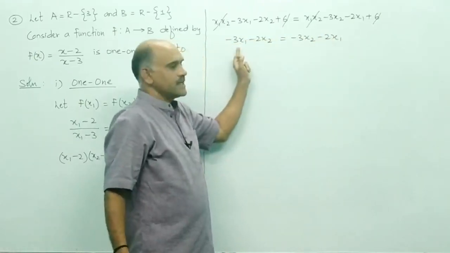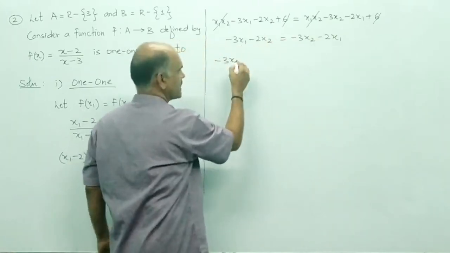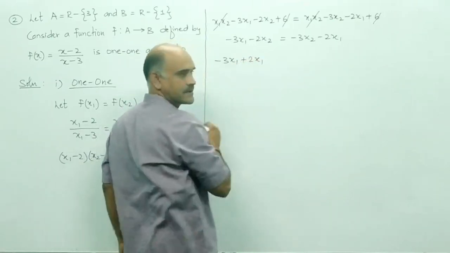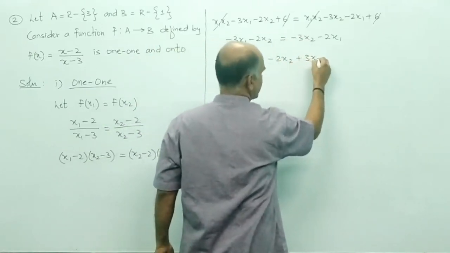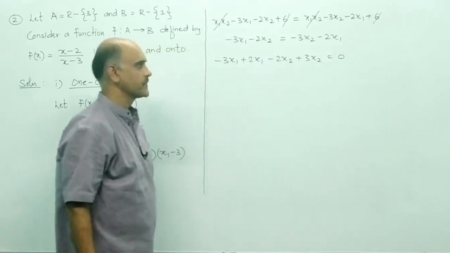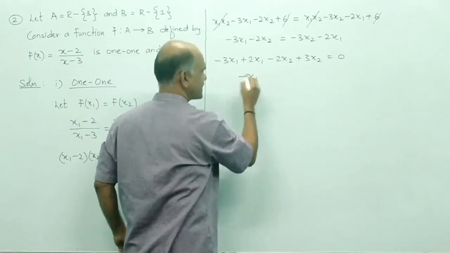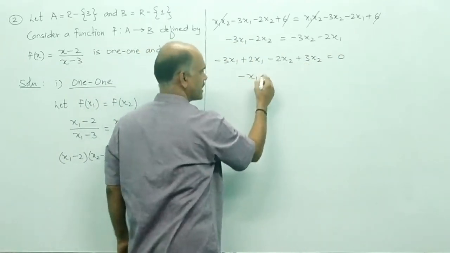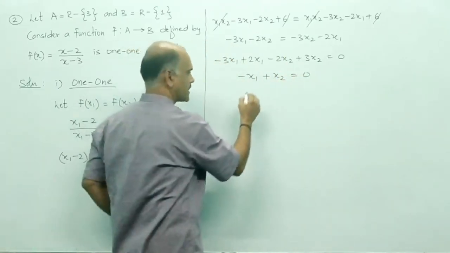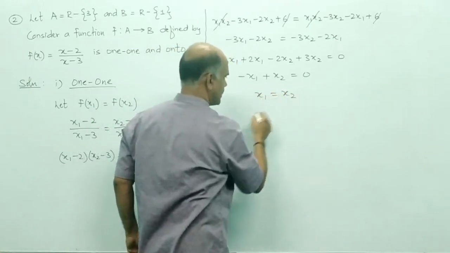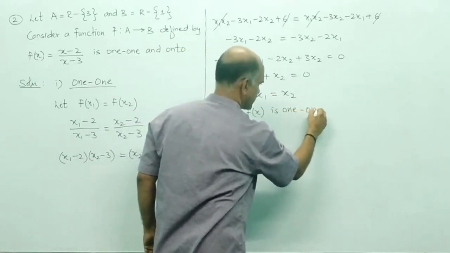Now I will take this to the LHS. So I will have minus 3x1 plus 2x1, and taking this to the LHS, I will have minus 2x2 plus 3x2, equal to 0. So minus 3 plus 2 is minus 1, so you will have minus x1, and 3 minus 2 will have 1, plus x2 equal to 0. So you take one term to the RHS, so you will have x1 is equal to x2, therefore f of x is one-one.